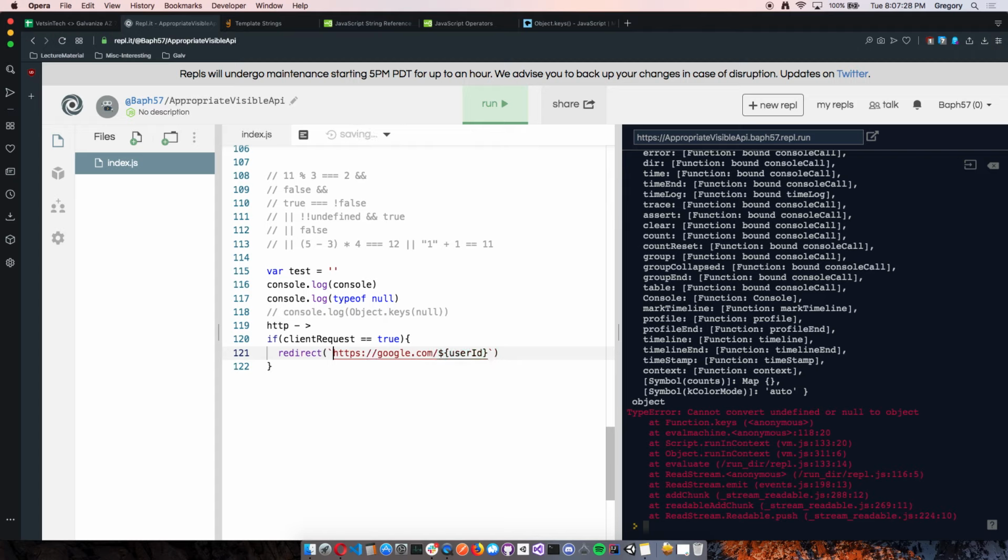This would be an example of where you would use them. So if somebody's trying to log into your website and you evaluate that the client is who they say they are, then you would redirect them, and then you would use a template literal to insert their user associated ID to redirect them to their page. That's actually probably the most common use of template strings. This is probably what you're going to see more often than not.